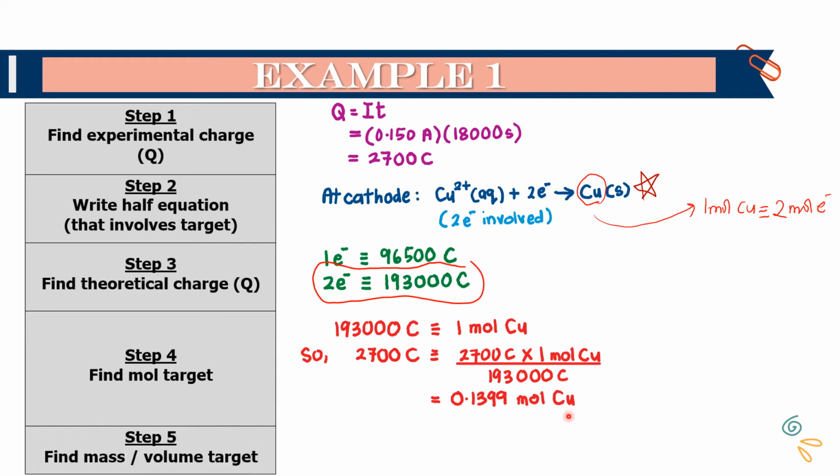So, barulah kita akan pergi kepada step yang ke-5. Yang mana kita akan cari mass ataupun volume. So, soalan minta apa tadi? The question asks for the mass of copper deposited. So, mass of copper, equation apa nak guna? Gunakan mole times its molar mass. The molar mass is given. If it's not given, then macam biasa awak kiralah daripada table. Okay, so kita akan dapat jawapan kita dekat sini adalah 8.9 gram.